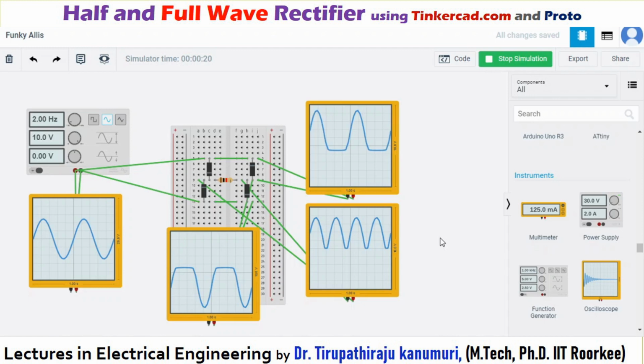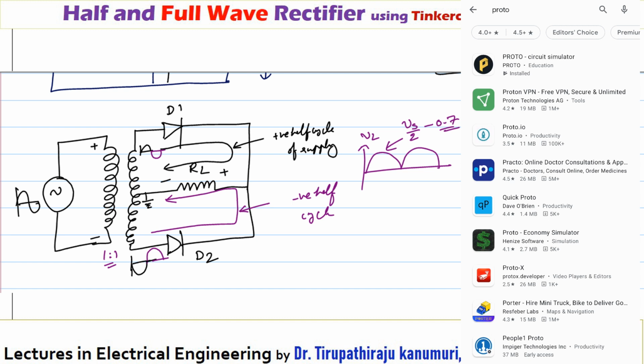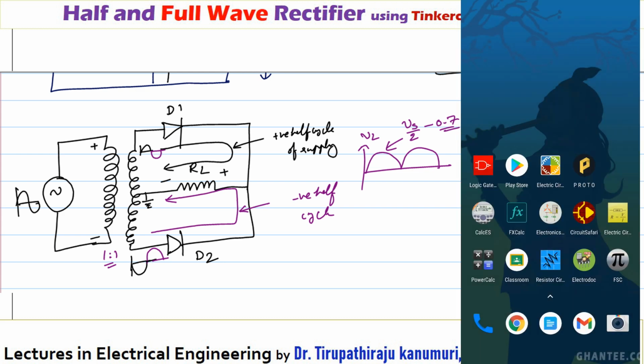But in order to verify the center tap transformer rectifier, we need the software on the mobile. Open the Play Store and type there Proto. It will come up with Proto Circuit Simulator. Just install it. Once this is installed, we will see how to implement it. The symbol will be P. You can see I have installed it here.